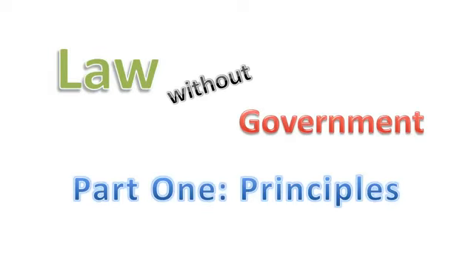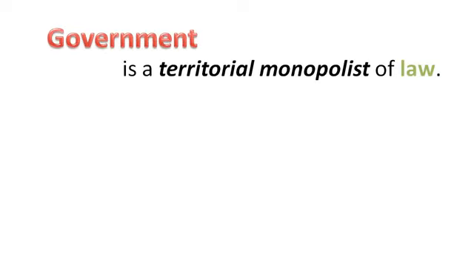Principles. What is government? Government is defined as a territorial monopolist in the field of producing law. It is the sole provider of law, the ultimate decision-maker, arbitrator and wielder of force within a territory. As a monopoly, it maintains its position by using aggression, the use or threat of violence, to prevent competing providers of law from emerging.